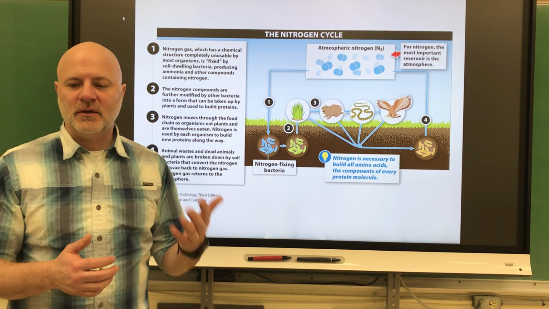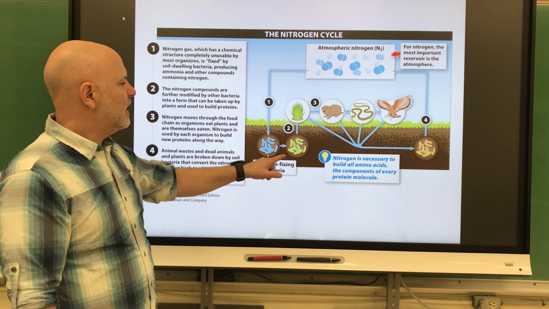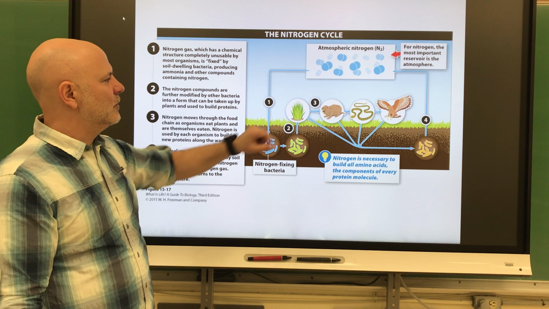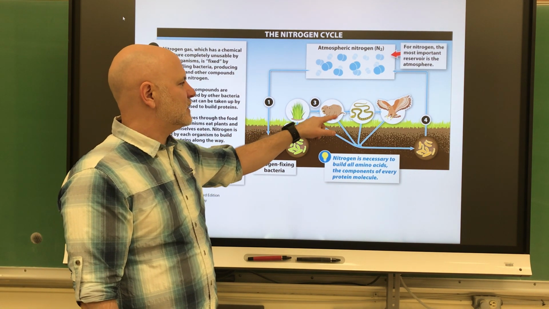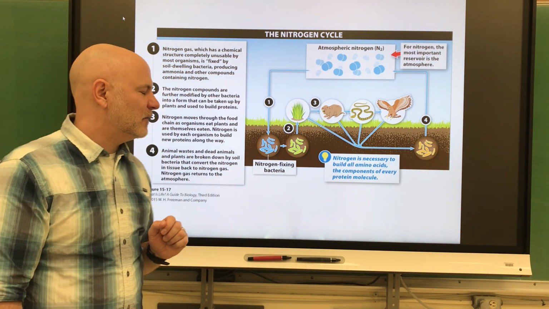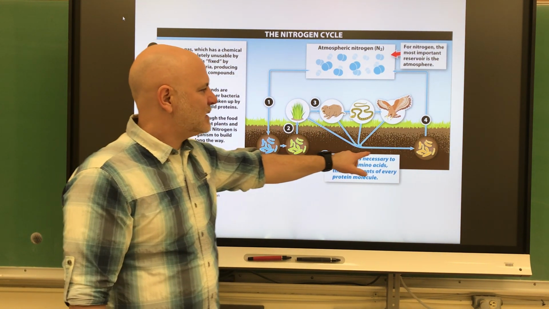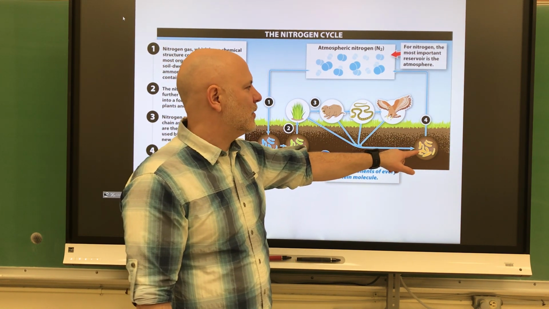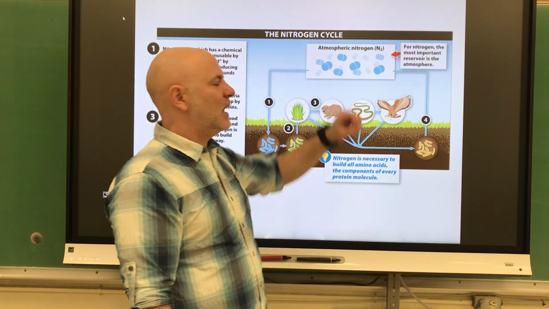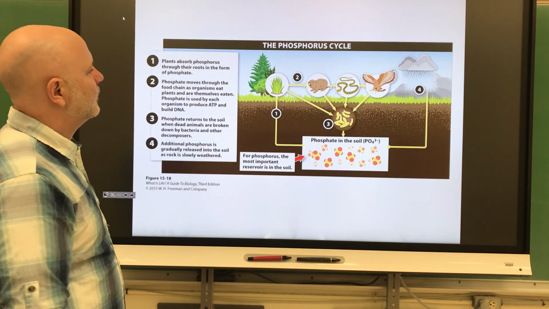Nitrogen fixation, the process where nitrogen gas is added to organic compounds. All right, and that makes that nitrogen available to plants. And then that nitrogen moves from plants through the food chain. And then when anything dies, bacteria in the soil are going to break down those organic molecules, and that releases nitrogen gas back into the atmosphere. So that's the nitrogen cycle.